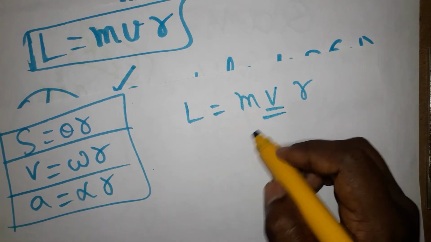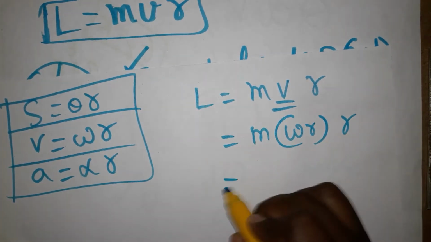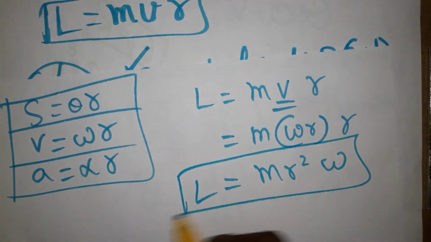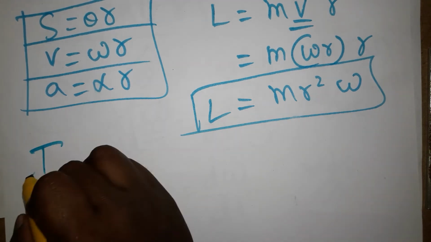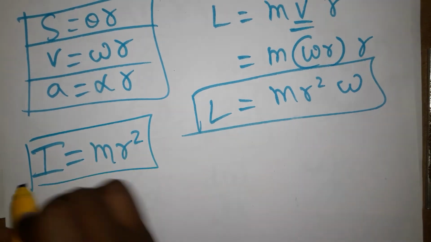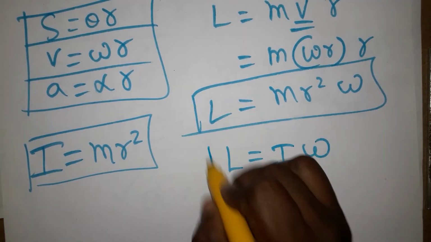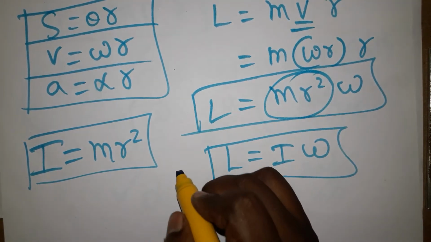V is equal to omega r. So m omega r into r, so mr square into omega. L is equal to mr square into omega. In rotation motion, mass we can take as inertia. Inertia is equal to mr square. So L is equal to I omega. Angular momentum is equal to I omega. This is called inertia.